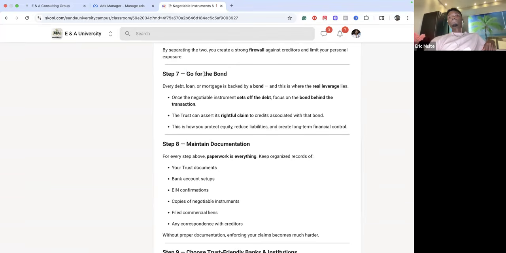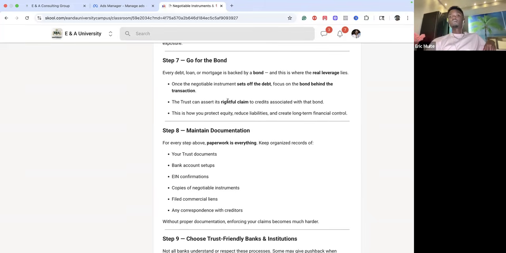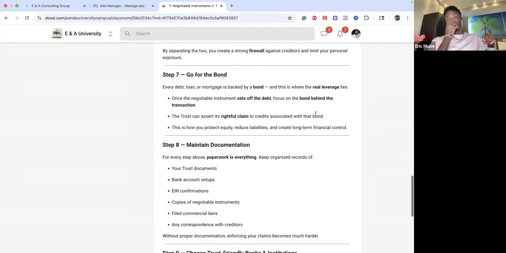And so when you're placing a lien on it, guys, you're going back for the bond, right? For the debt, loan, mortgage bond, because this is where the real leverage is. Once a negotiable instrument is set off, focus on the bond behind the transaction. The trust can assert its rightful claim to the credits associated with the bond. This is how you protect the equity, reduce liability, and create long-term financial control.